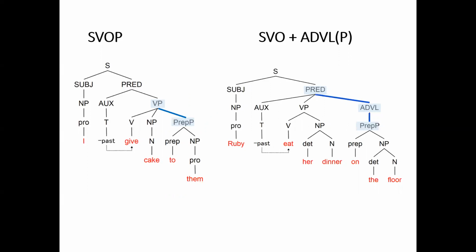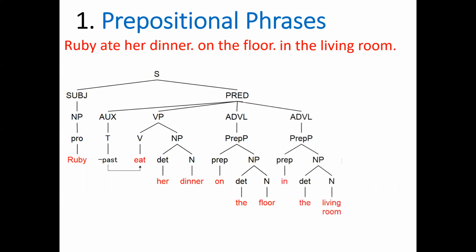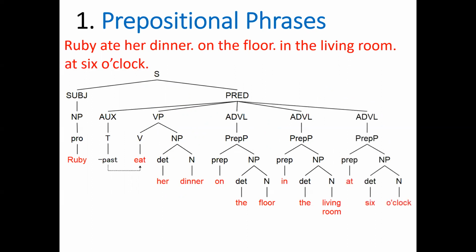For example, if we return to our sentence, Ruby ate her dinner on the floor, there are few constraints on the use of adverbials. We can add in the living room, again, generated from the predicate. We can add another prepositional phrase specifying the time at 6 o'clock. And so you can see syntactically there are far fewer restrictions on the use of adverbials than other sentence constituents we have looked at up to now.